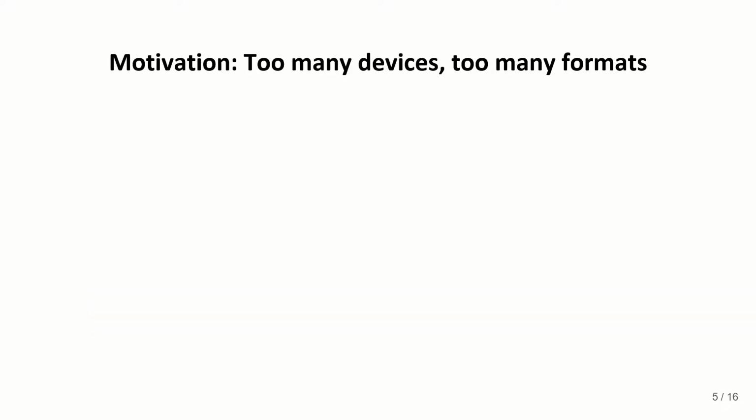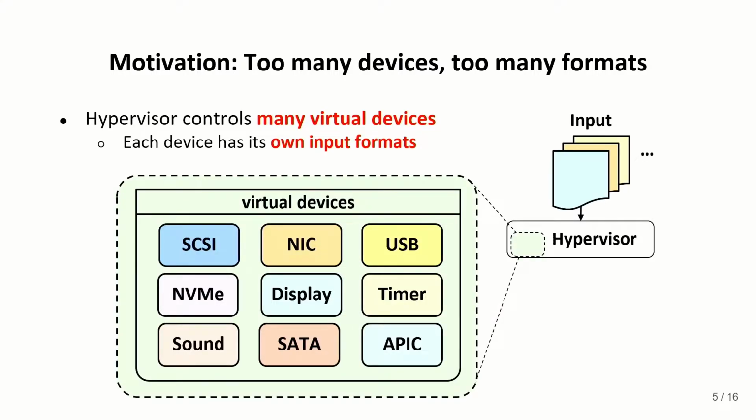In order to fuzz the hypervisor, virtual devices will be attacked primarily through random input. However, hypervisors emulate a lot of virtual devices, and each virtual device has its own unique input format. As you can see here, the hypervisor emulates devices like NVMe, NIC, USB, and so on.